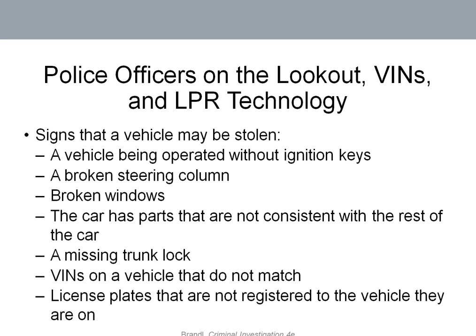But the way law enforcement officers can tell if a vehicle has been stolen when they pull somebody over is that the vehicle may be operated without ignition keys. That's a big sign. A broken steering column, broken windows to the vehicle, or the car has parts that are not consistent with the rest of the car, a missing trunk lock, the vehicle identification numbers on a vehicle do not match, and finally, license plates that are not registered to the vehicle they are on. All these are signs that a vehicle may be stolen. Sometimes it's all of these things, sometimes it's one of these things, sometimes it's none of these things. So sometimes it's difficult to tell.